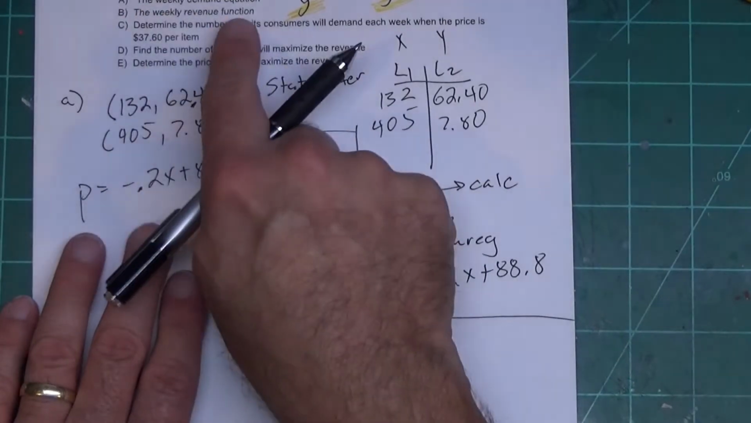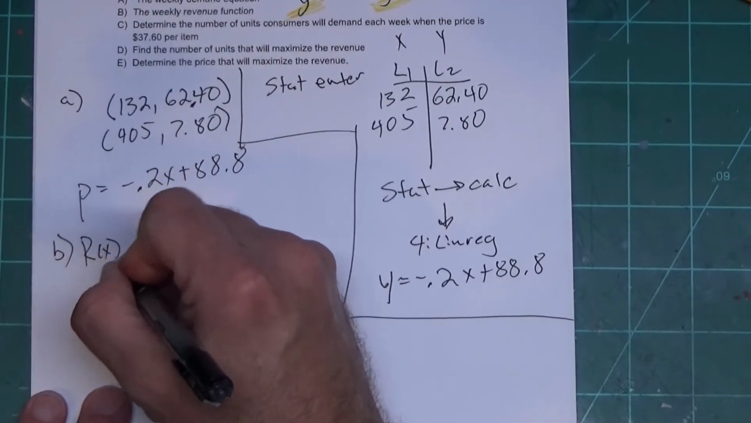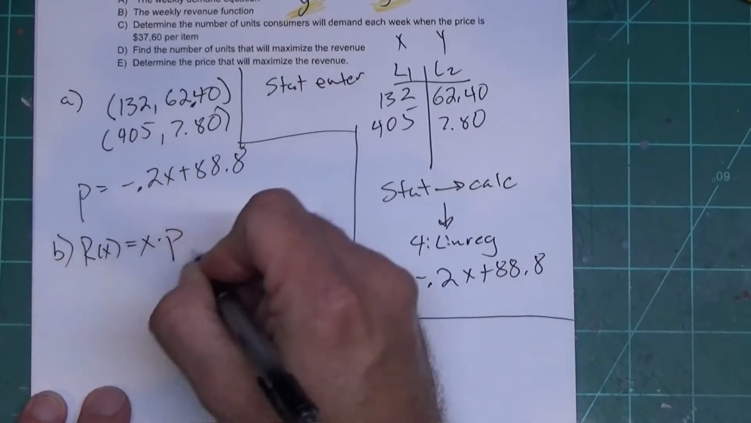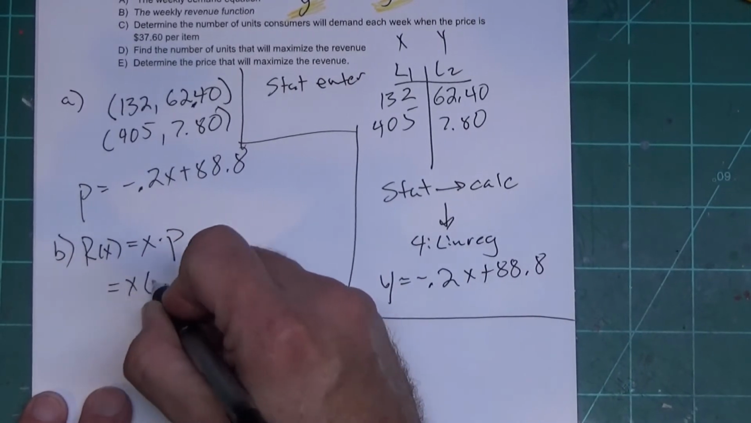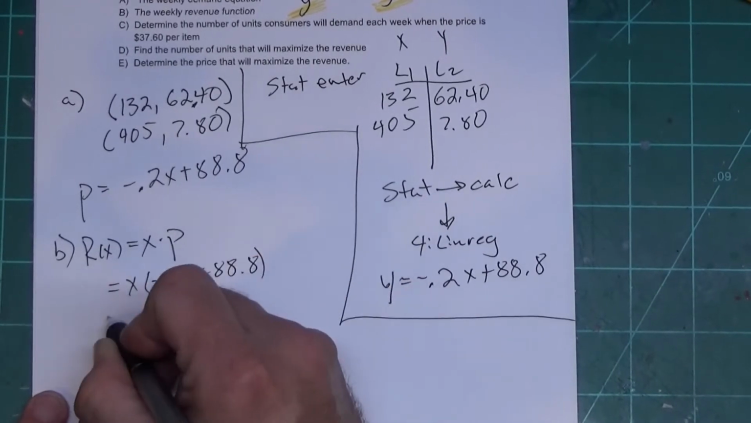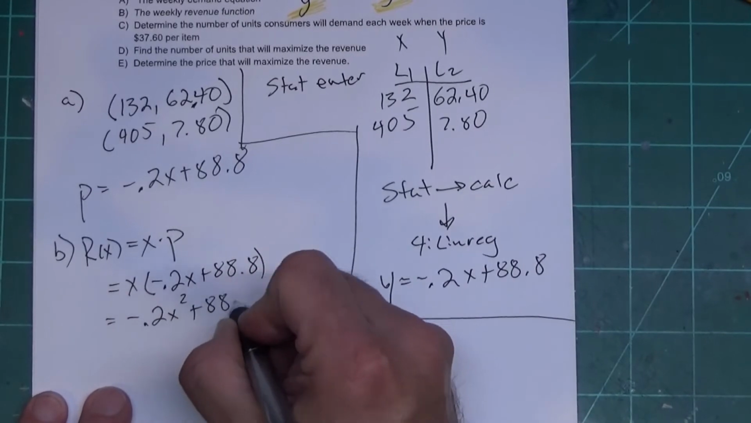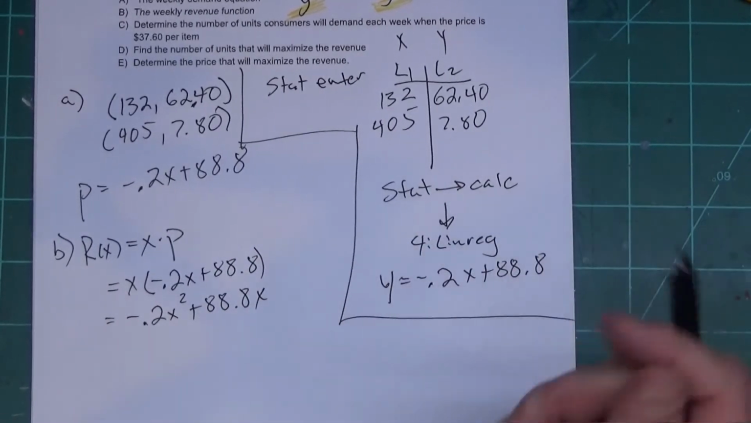All right, so I got my weekly demand function. Now to get revenue, part B, revenue is X times P. So it's just X times negative 0.2x plus 88.8. So it's negative 0.2x squared plus 88.8x. So there's my revenue function.